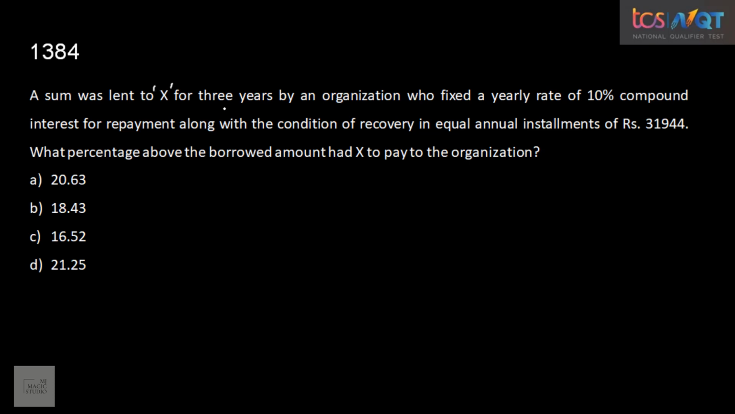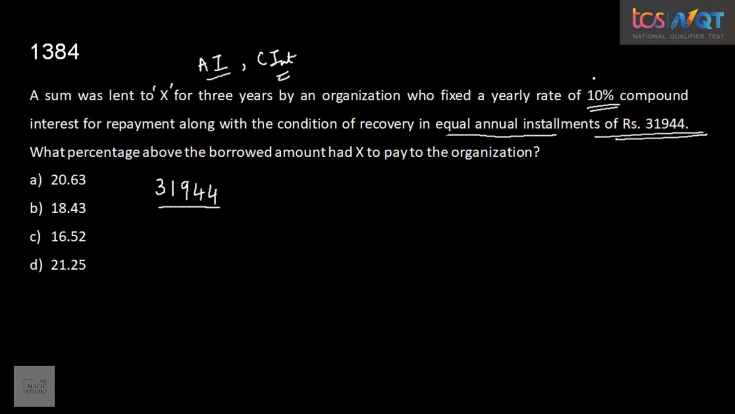A sum was lent to Mr. X for 3 years by an organization who fixed a yearly rate of 10% compound interest for repayment, along with the condition of recovery in equal annual installments of 31,944. Whenever there is a question of annual installments and compound interest, the best friend is our calculator. So first write the first EMI, that is 31,944, divided by 1 plus I. I is equal to 10% by 100, that is 0.1. So 1 plus I is 1.1. Find the value.